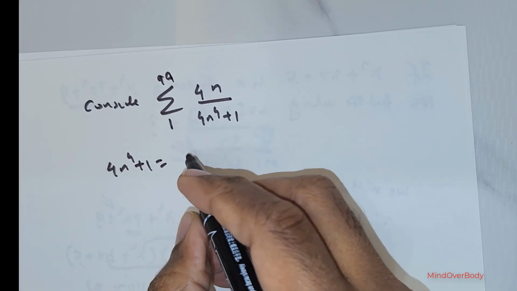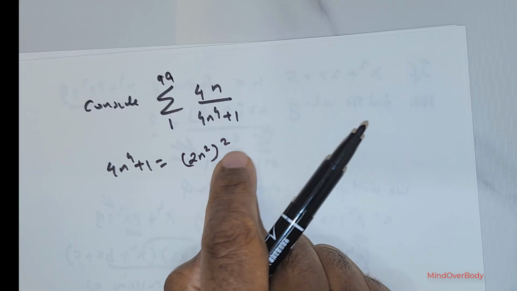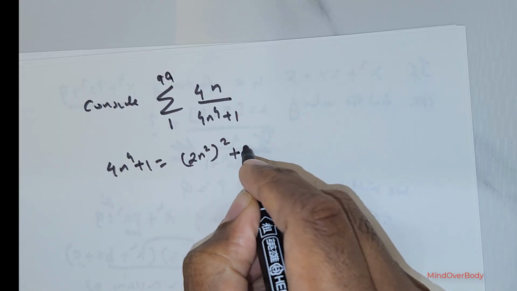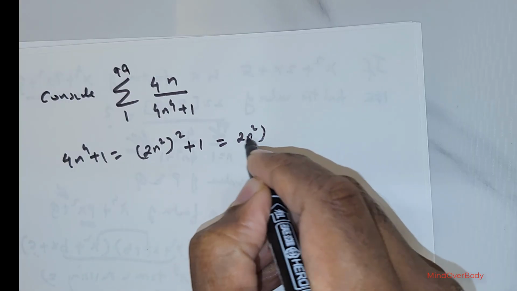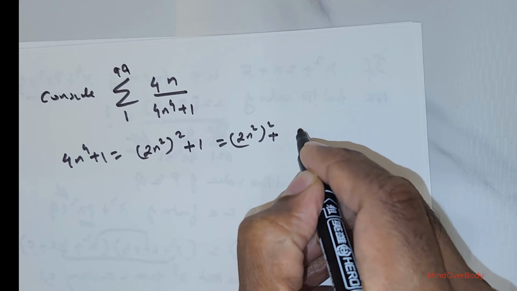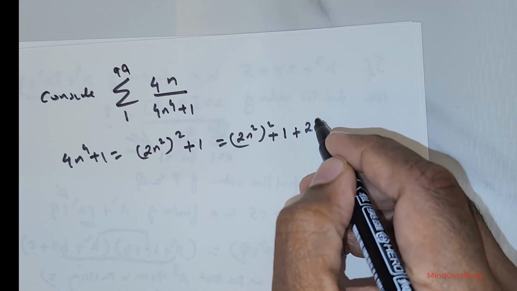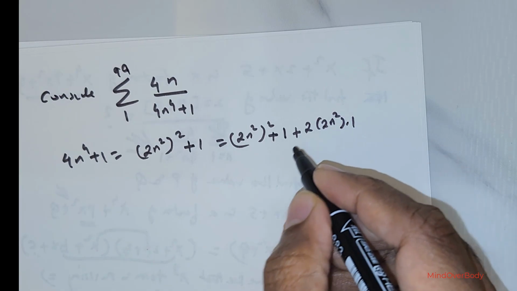I'm going to rewrite this as (2n squared) raised to the power of 2. You expand this, you get 4n to the power of 4, positive 1. Okay, fair enough. Now what I wish to do is actually add 2 times 2n squared times 1.